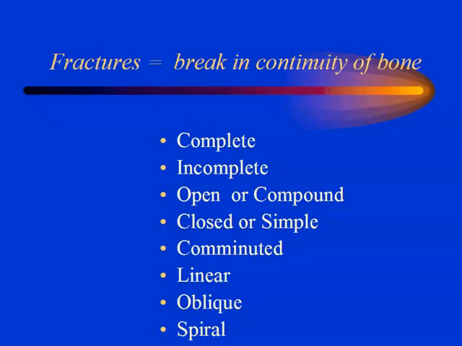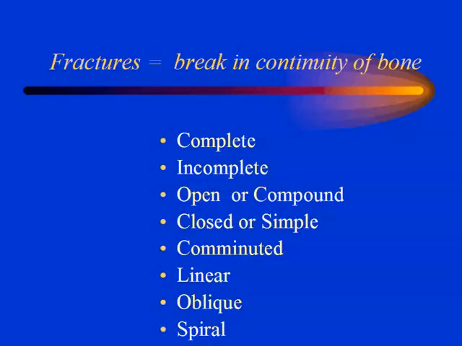The comminuted fracture means you have two or more fragments. A linear fracture means the fracture is parallel to the long axis. An oblique fracture is at a 45-degree angle to the long axis, and a spiral fracture is one that encircles the bone. There's also a transverse fracture that goes straight across the bone.